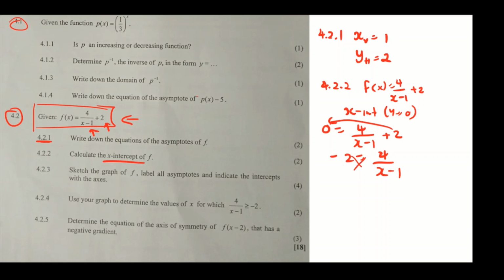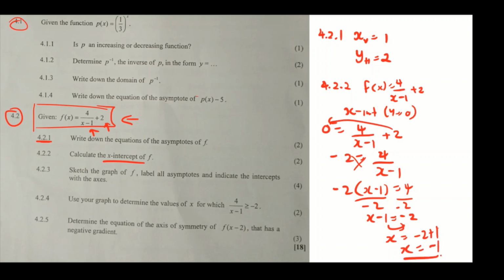Cross multiply, we have minus 2 into x minus 1 equals 4. Divide by minus 2 on both sides. We have x minus 1 equals minus 2. Transpose the 1 to the other side. We have x equals minus 2 plus 1. x equals minus 1. So this is your x-intercept, x equals minus 1. If you write it in coordinate form, minus 1 and 0, right? We are done with this problem here.